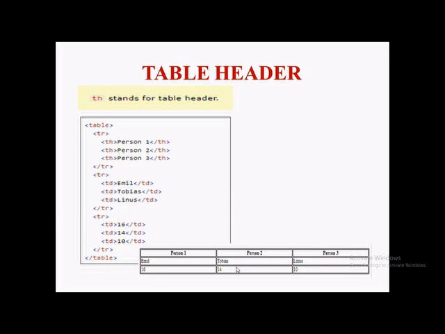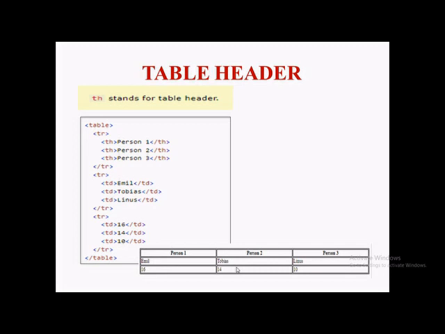Moving on to the third one, that is the table header. As I said, the table header is used to display the heading in the table row. We have discussed how we can insert data in a table and how we can create a new row. The table data can be written with the TD tag, and a new row can be created with the TR tag.